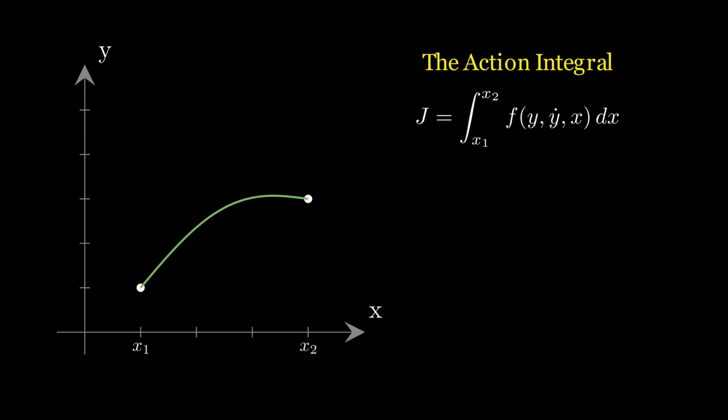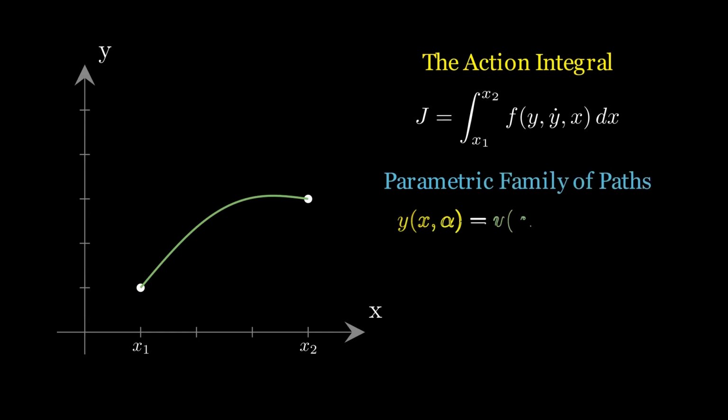And we need this integral to have a stationary value relative to paths differing infinitesimally from the correct function y of x. The variable x here plays the role of the parameter t from our physics problem, and we consider only those paths for which the endpoints are fixed. The correct path and the varied paths all connect these two specific points in the xy plane.